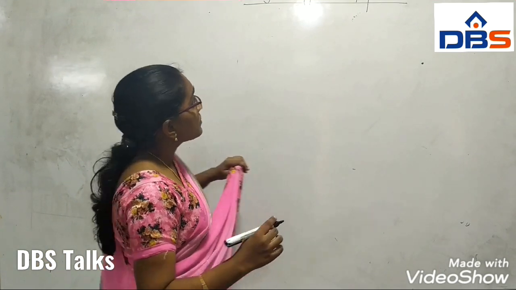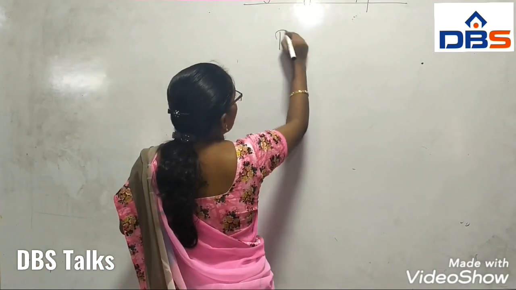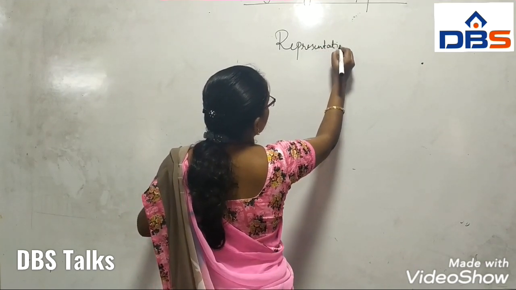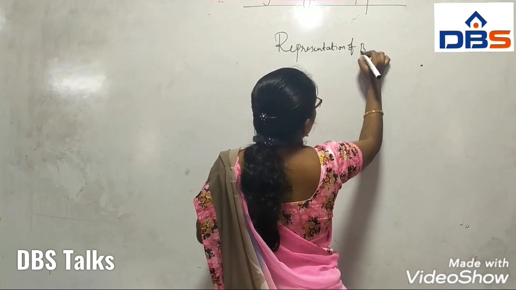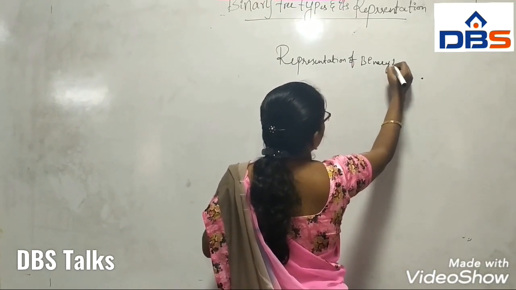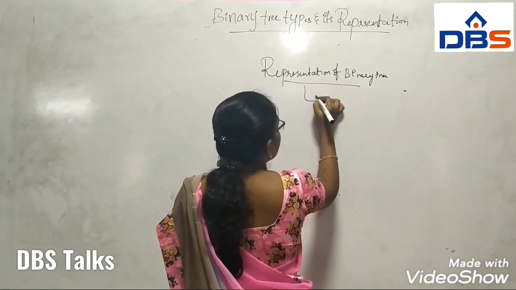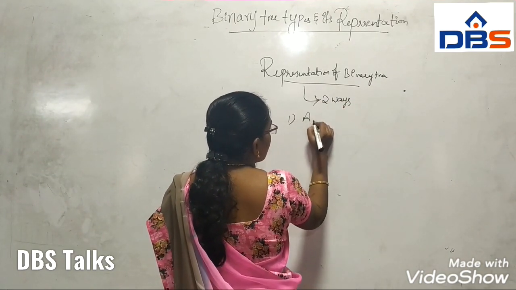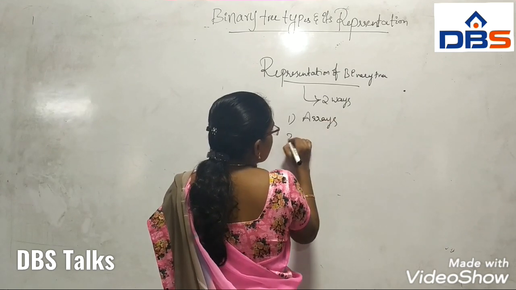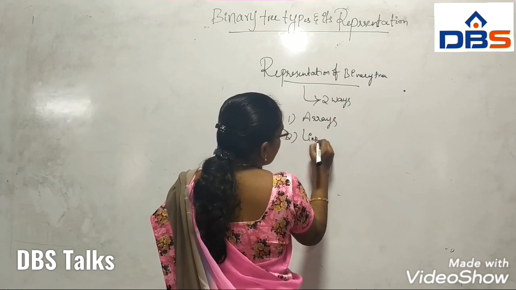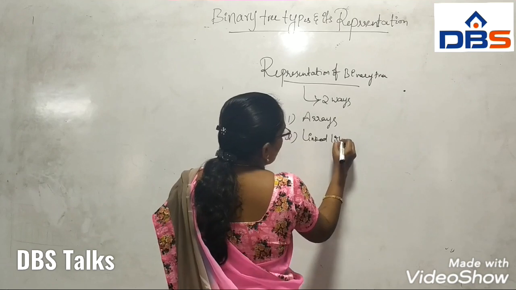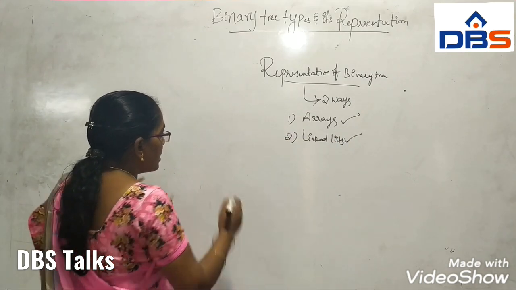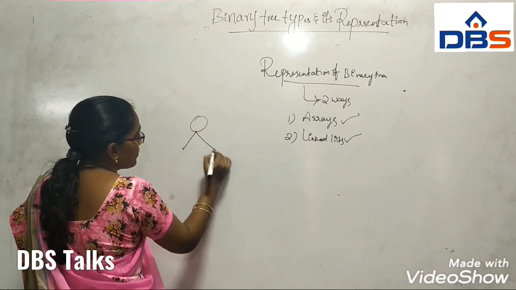Here also, we will see the representation of a binary tree. We can represent it in two ways: by using arrays and by using linked lists. Now let us take an example.